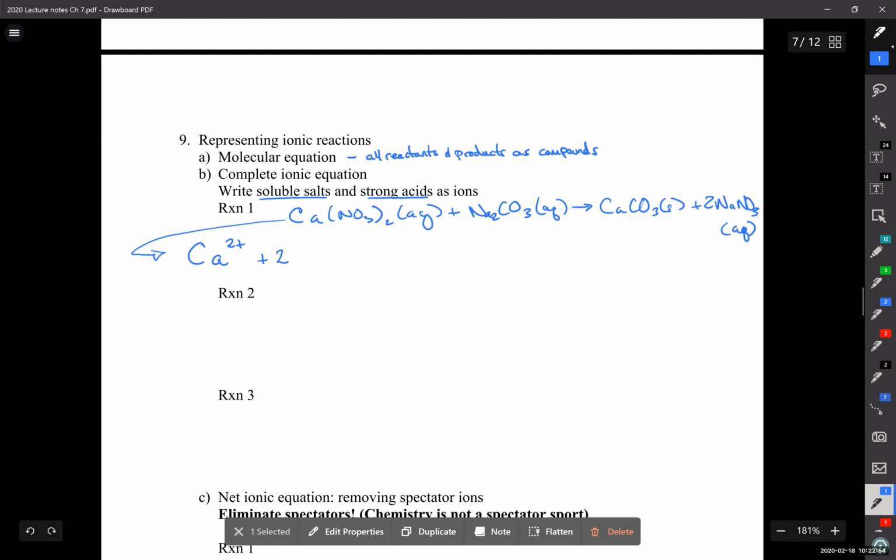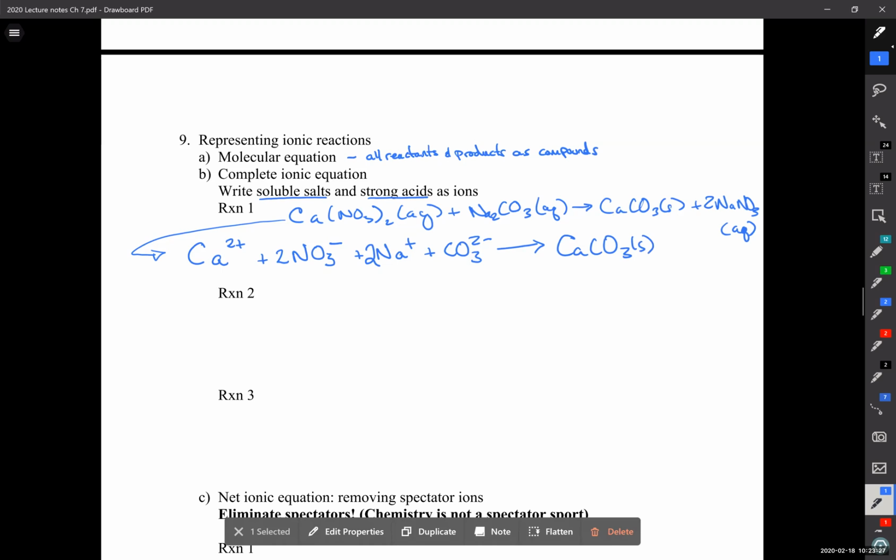Plus 2NO3 minus, because it's aqueous, plus Na plus, but there's two of them, plus CO3 2 minus, and then an arrow. Now, calcium carbonate's a solid, so we leave it together. CaCO3 solid.